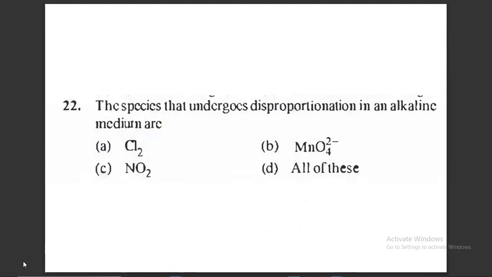Question number 22. The species that undergo disproportionation in the alkaline medium are. So chlorine reacts with sodium hydroxide giving you sodium chloride and water, and permanganate, coming from manganate ion changing to permanganate and pyrolusite ore, and nitrogen dioxide can react with water and give you nitric acid and nitrous acid. All undergo disproportionation reactions. All of these are undergoing disproportionation. This is correct.